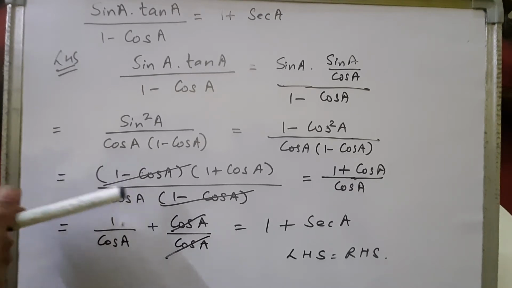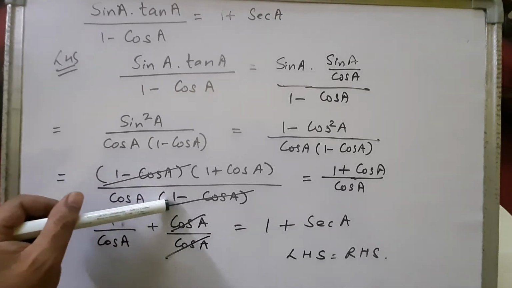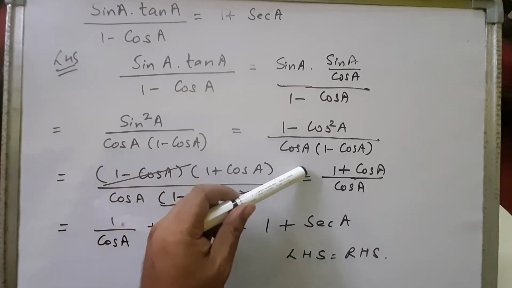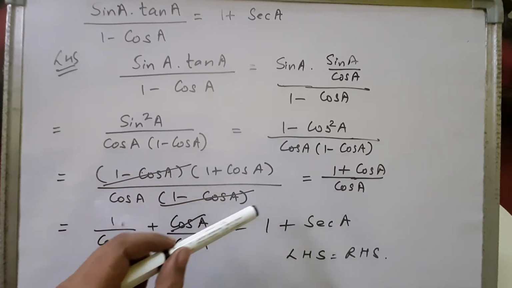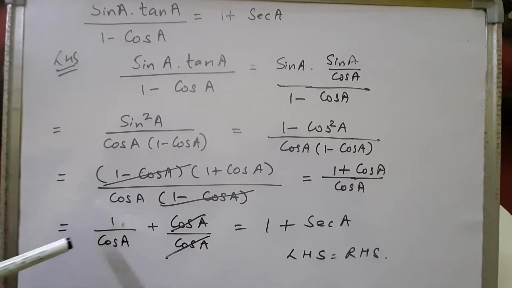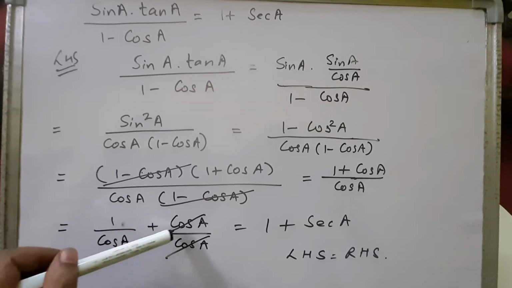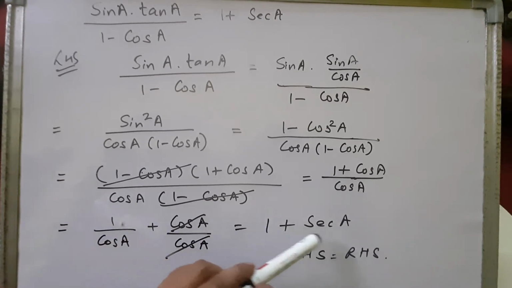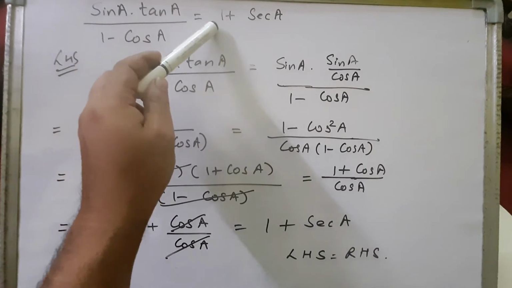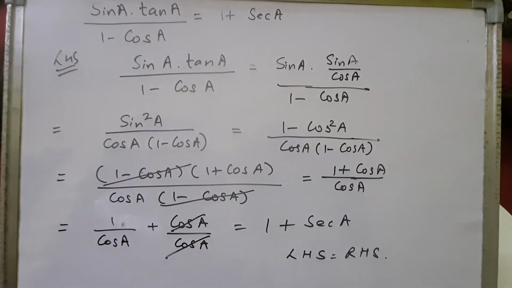So 1 minus cos A and 1 minus cos A will get cancelled. Finally, you will get 1 plus cos A upon cos A. When we separate the terms, we will get 1 upon cos A plus cos A upon cos A. This cos and cos will get cancelled. So 1 upon cos A is sec A, and here we get 1. So what will we get? 1 plus sec A. That was our required right hand side. So we can say that left hand side and right hand side are equal. Hence proved. Alright children. Note down please.